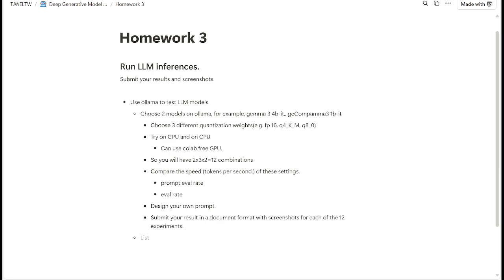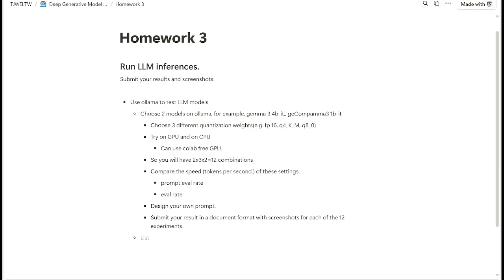Okay, so choose two different models so that you can compare the performance of models with different hyperparameters, like different numbers of parameters. Like this model has 4 billion parameters, and this one has only 1 billion. So in theory, we might expect that a larger model will perform better but slower. But whether this is true, you should try it by yourself, and it is quite easy to try. So you can, for example, use these two models.